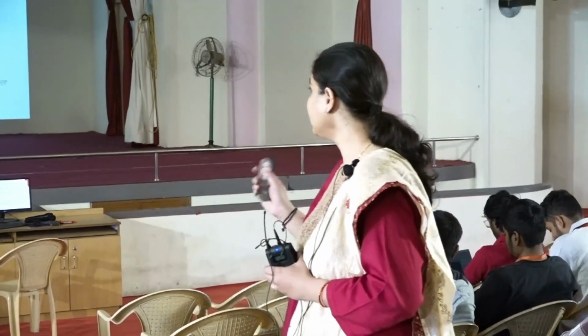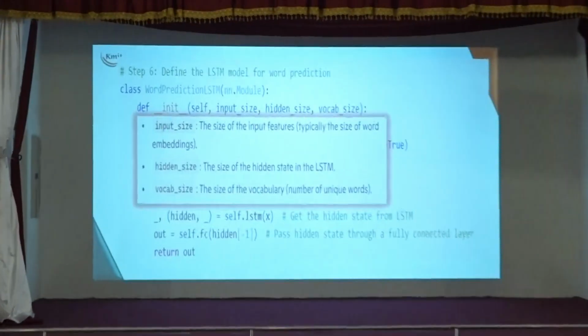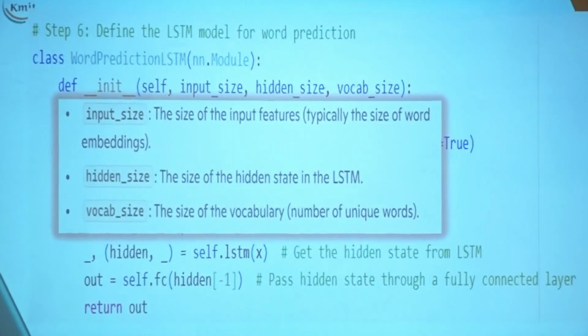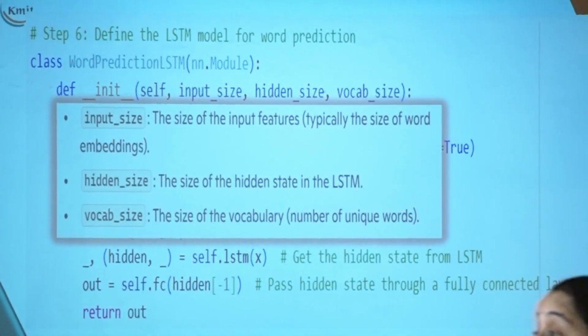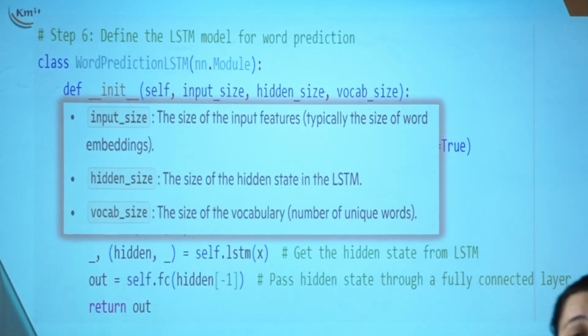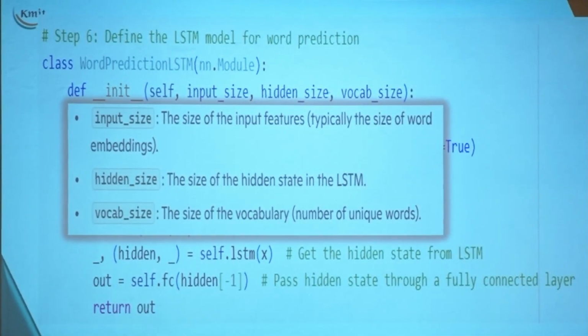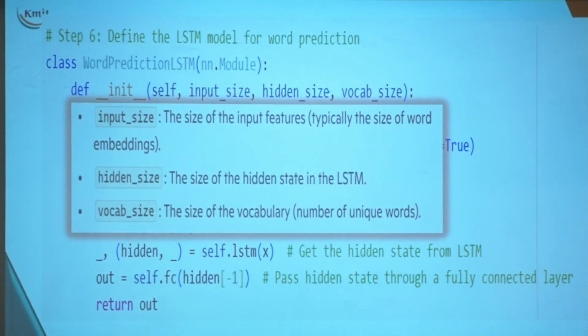Okay, so let's see. Input size. So what is input size? It is typically the size of word embeddings that you want to work with your LSTM. We already knew, we gave it as say 50. Hidden size. What is the size of hidden state in the LSTM that you want to design? Vocab size. What is the size of vocabulary or the number of unique words that it will be capable enough to work with? So all these are your parameters of your LSTM model which you will be passing.